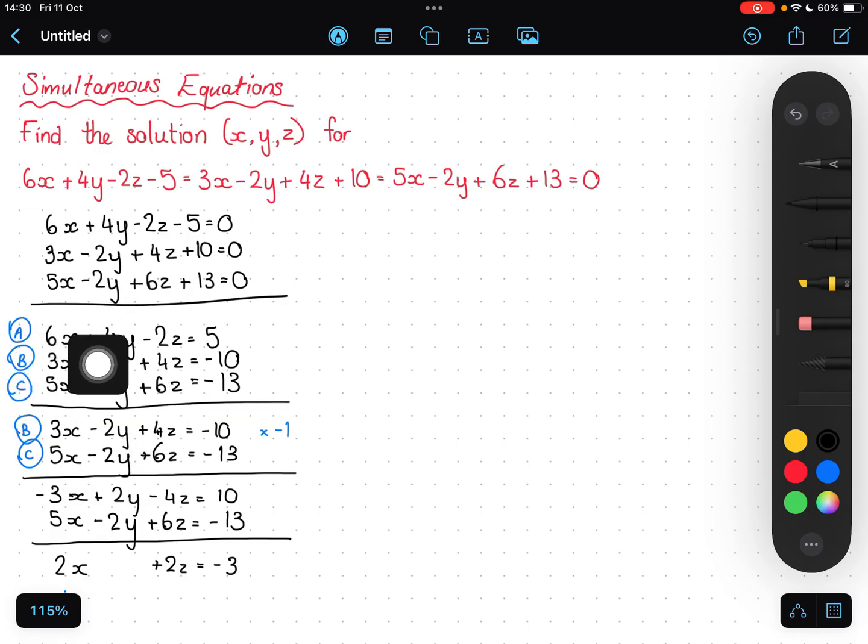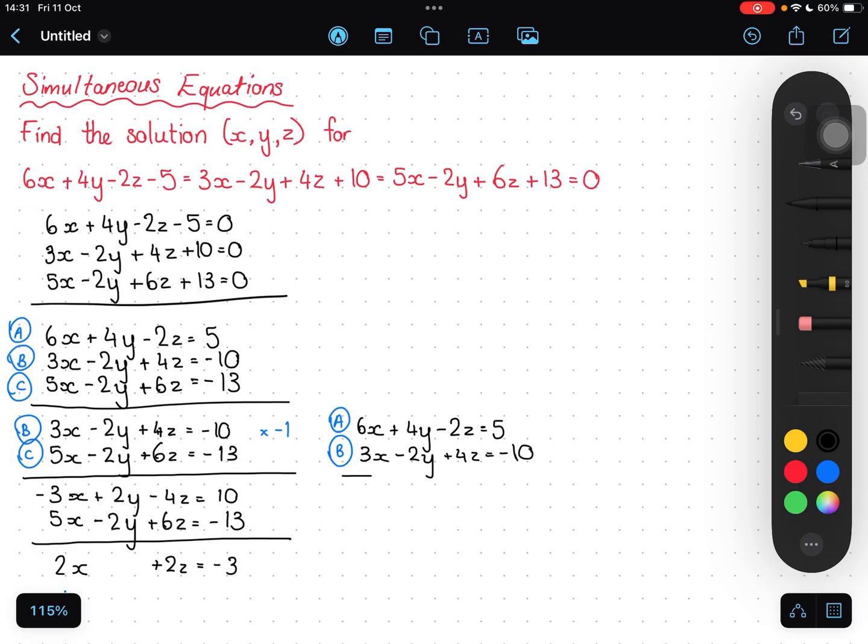I've already done B with C, so now I have to do A with either B or C. It's up to you which. I will just use A and B together. It might look different if you've used different equations the whole way along, but in the end, your final answer will be the same. So for A, I'm going to rewrite my equations out. 6x plus 4y minus 2z is 5. And then B, 3x minus 2y plus 4z is minus 10.